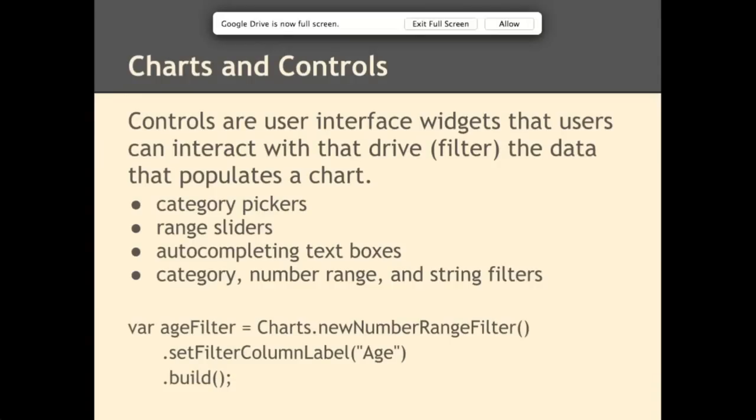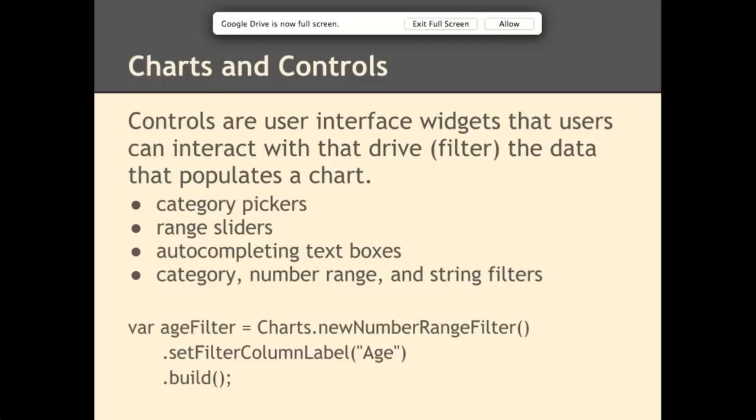Controls are basically user interface widgets that can interact with a person. A person can use the controls to filter the data that the data table shows. So for example, one thing would be a category picker, or maybe a range slider, or if your chart has many different people's names, you can have a text box that's a string filter, right? You type in a person's name, and it filters the chart and shows only the names that match that filter. And those are the three main types of controls: category controls, number range controls, and string filter controls.